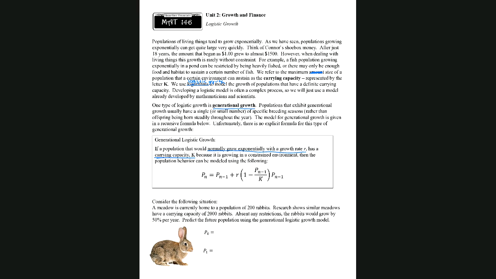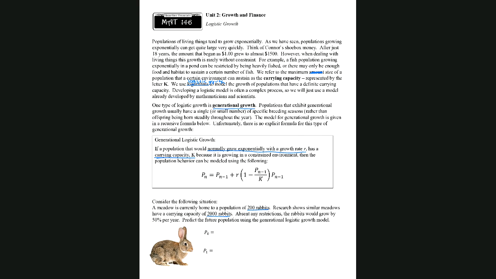All right, so let's consider this situation here. A meadow is currently home to a population of 200 rabbits. Research shows similar meadows have a carrying capacity of 2,000 rabbits. So I know that I'm starting out with 200 rabbits, and I have a carrying capacity of 2,000 rabbits. Absent any restrictions, the rabbits would grow by 50% per year. Predict the future population using the generational logistic growth model.